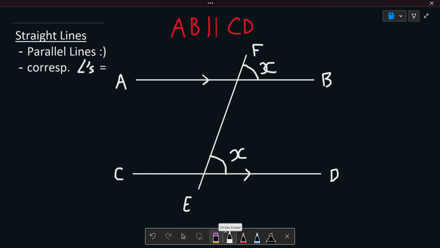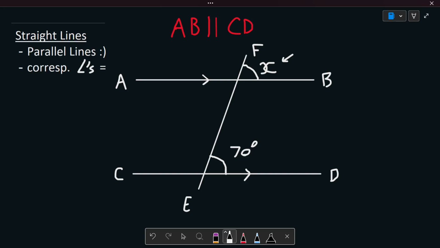Now, let's just go straight to the example. This is what you must look at when you're doing corresponding angles. As you can see, there's going to be a difference between co-interior angles and corresponding angles. But right now, let's deal with corresponding angles. Let's say they give us an angle over here, which is, for example, 70 degrees, and they say that we need to find the value of x.